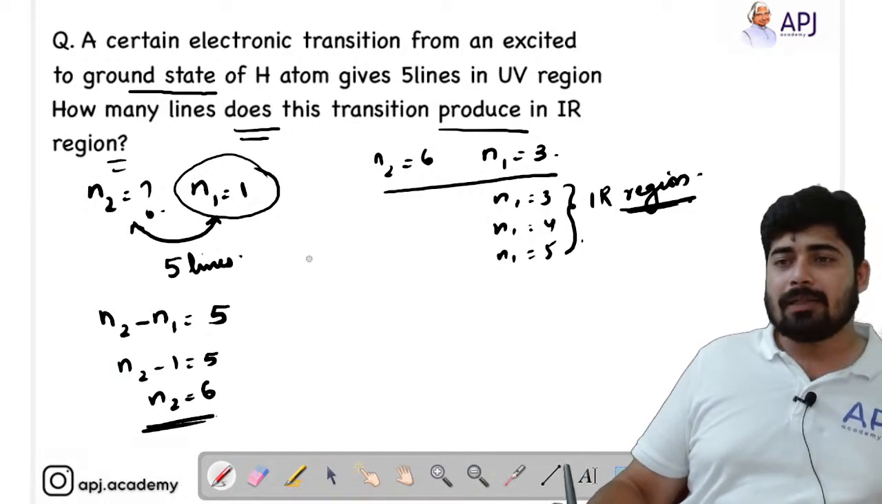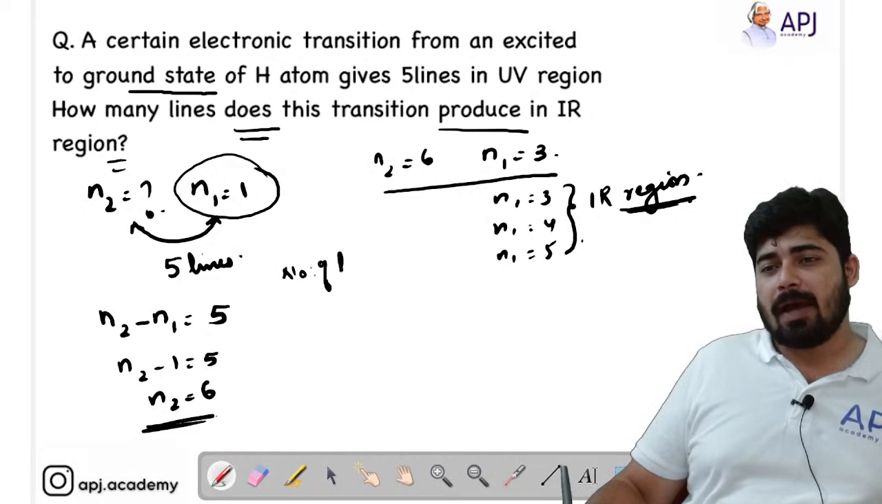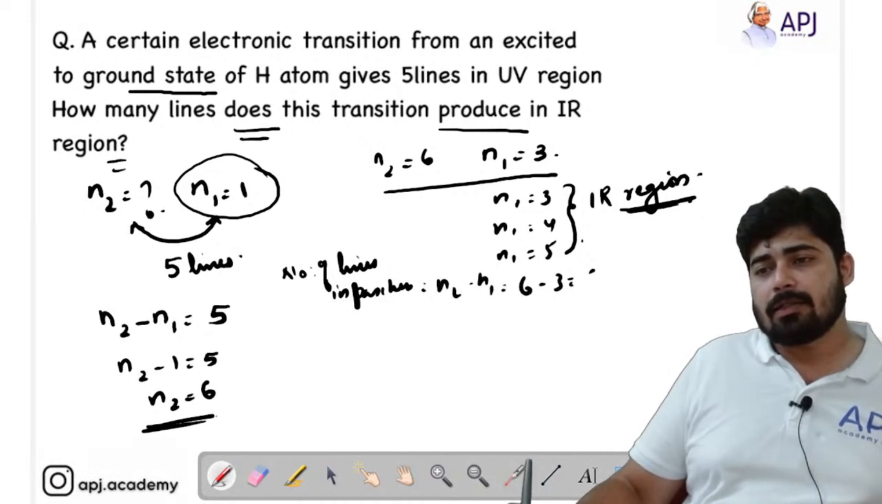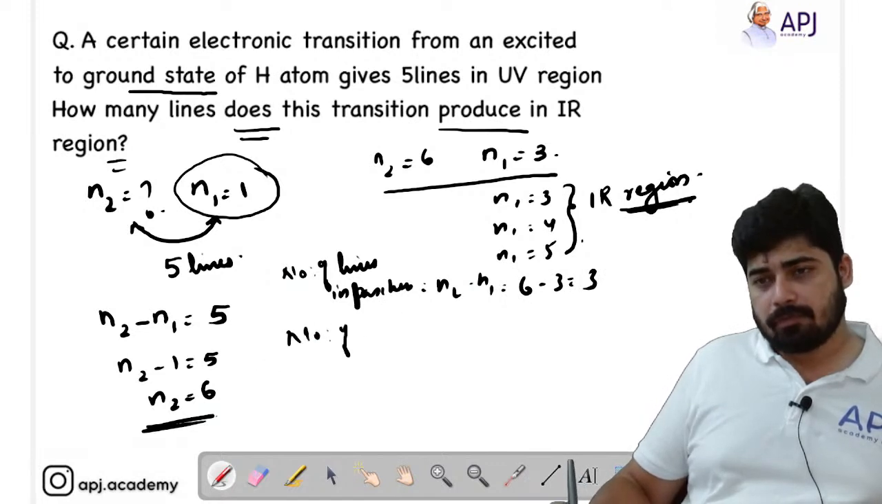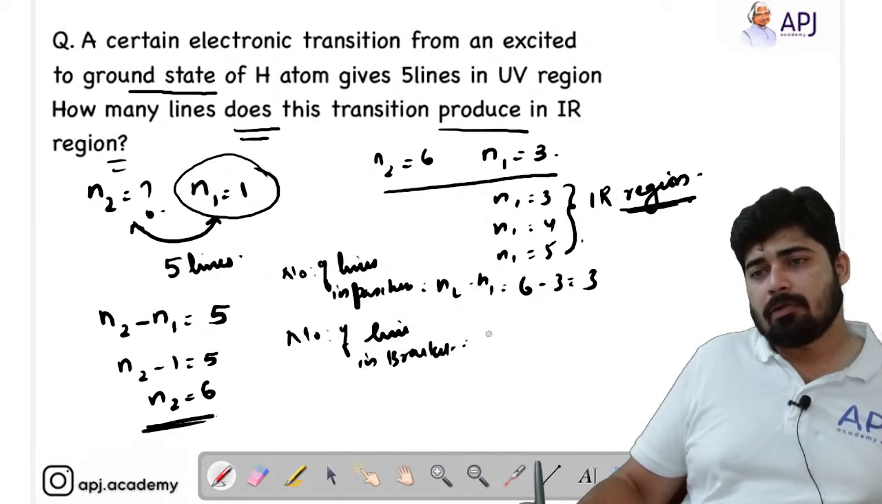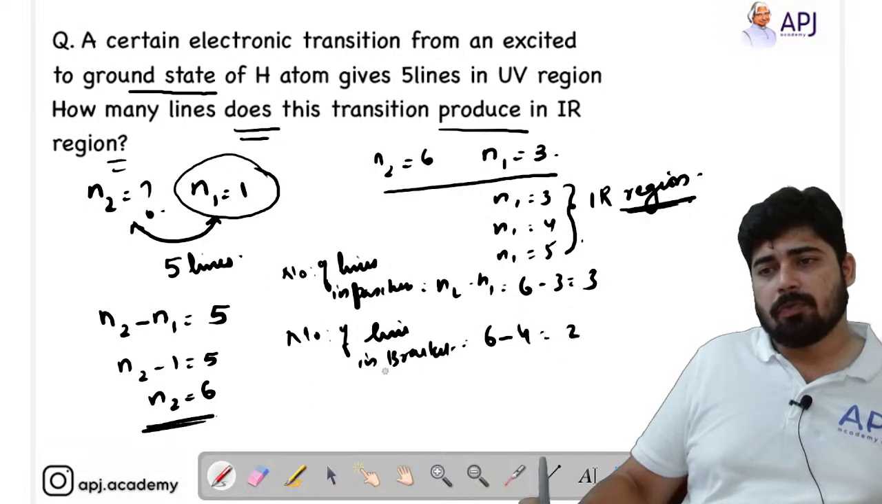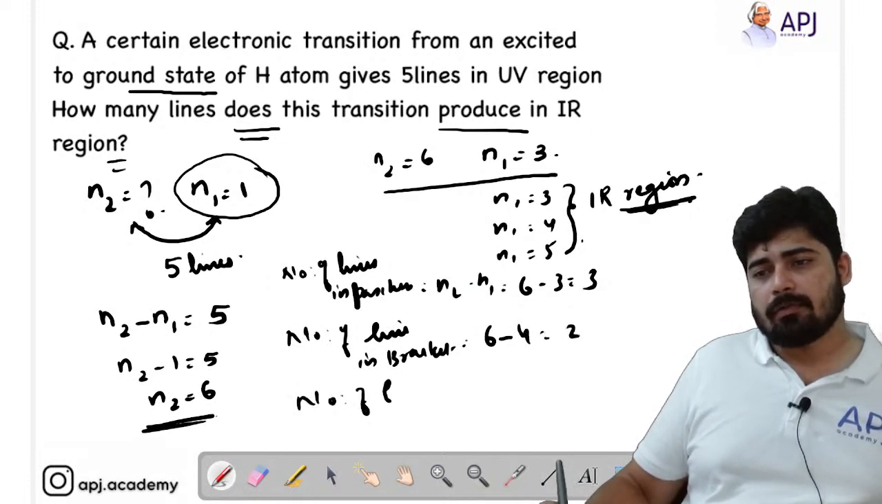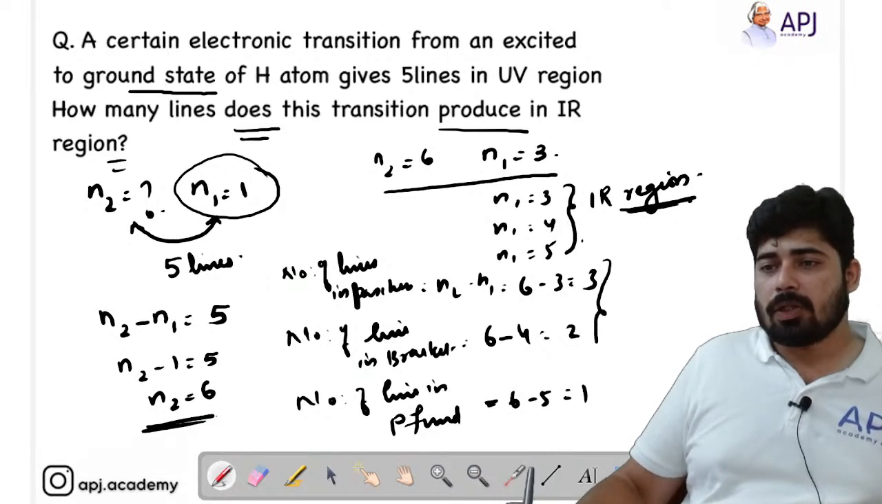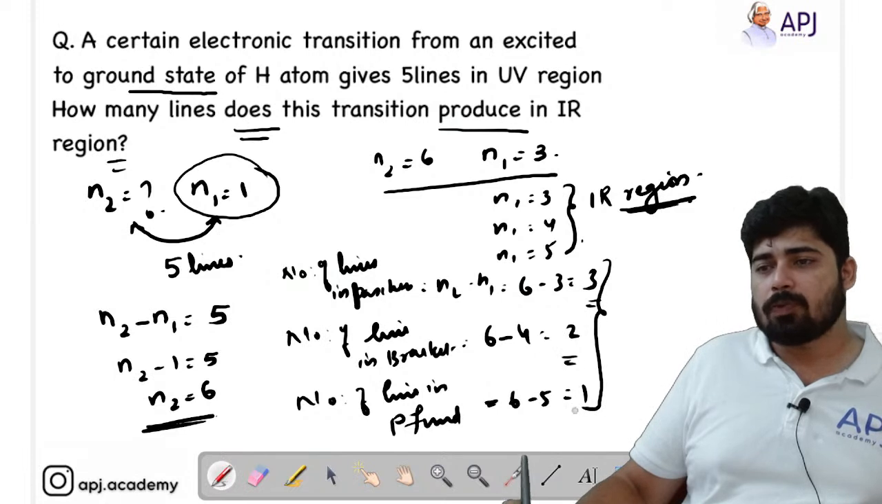So first we will calculate the number of lines in the Paschen series. How much it will be is N2 minus N1, that is 6 minus 3, that is equal to 3. And number of lines in Brackett, that is equal to 6 minus 4 equal to 2. And number of lines in Pfund, that is equal to 6 minus 5 equal to 1. So you can sum this total of 3 plus 2 plus 1, total 6 lines are present in the IR region.